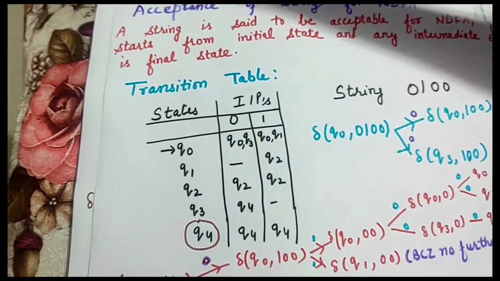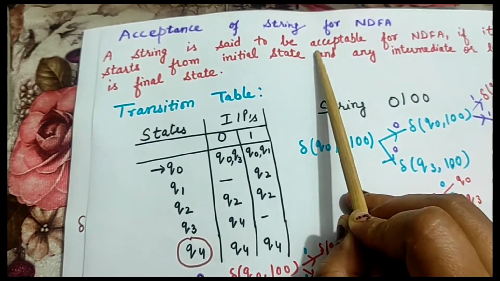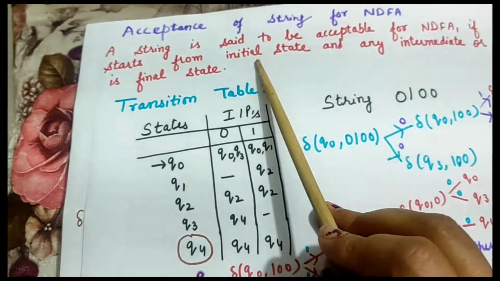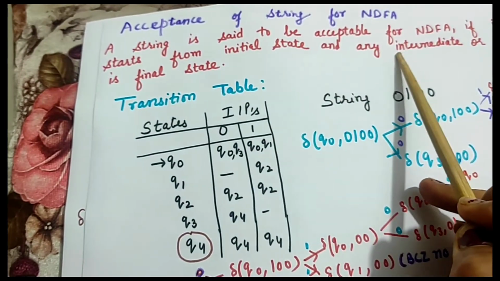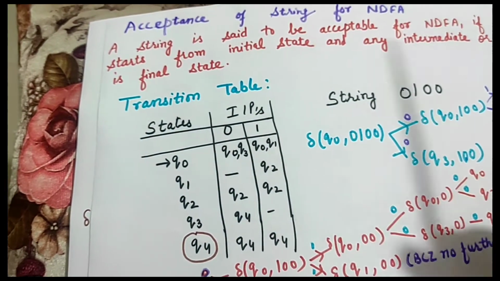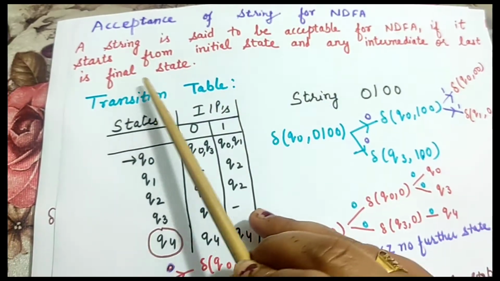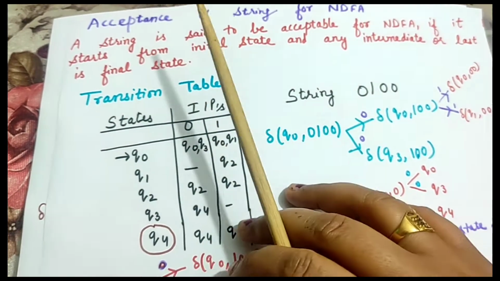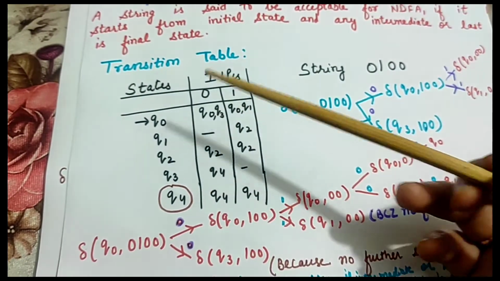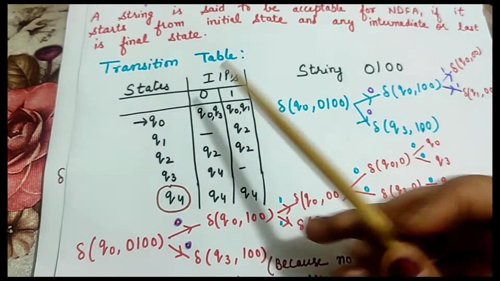Now the next topic is the acceptability of a string for NDFA. A string is said to be acceptable for NDFA if it starts from the initial state and any intermediate state or the last state is the final state. Let us first take an example of a transition table. Let us suppose that this is a transition table for the NDFA.